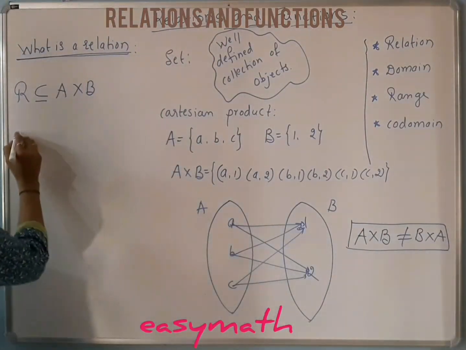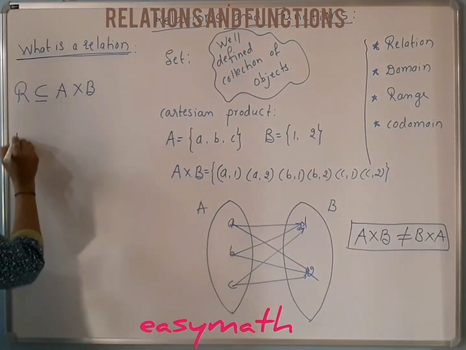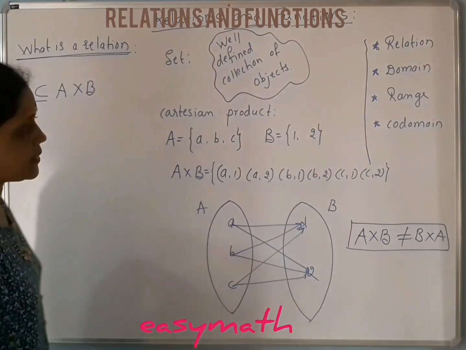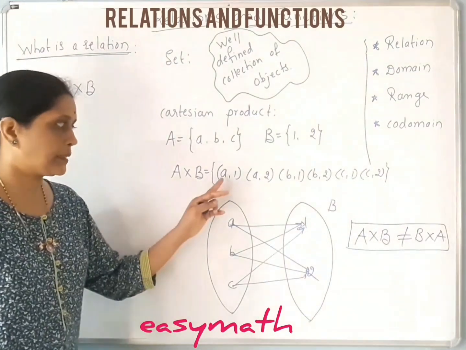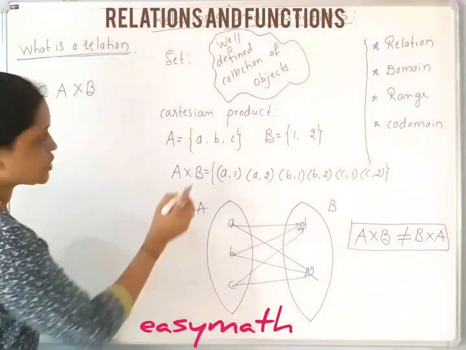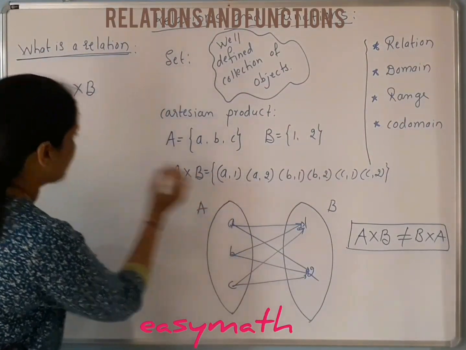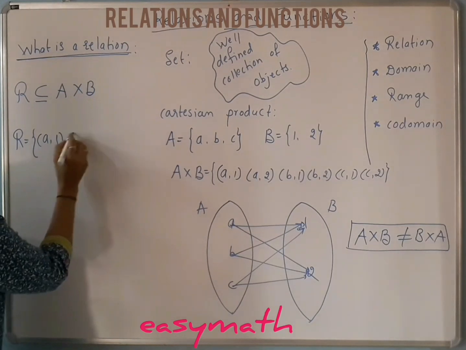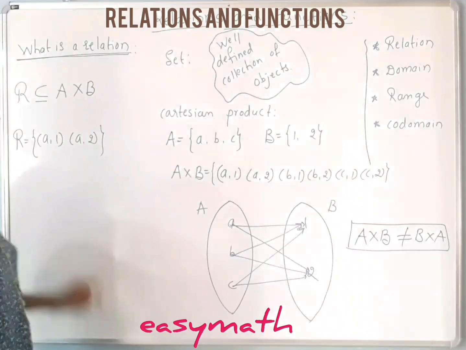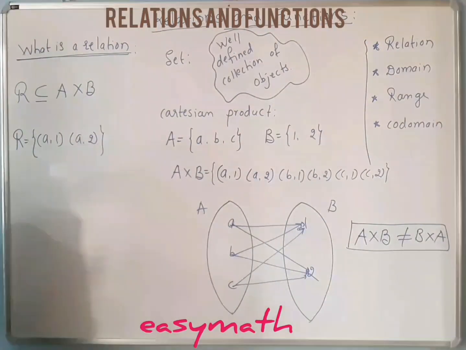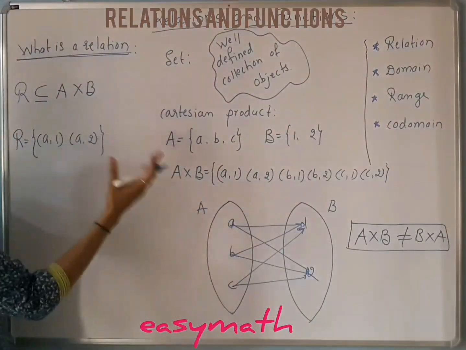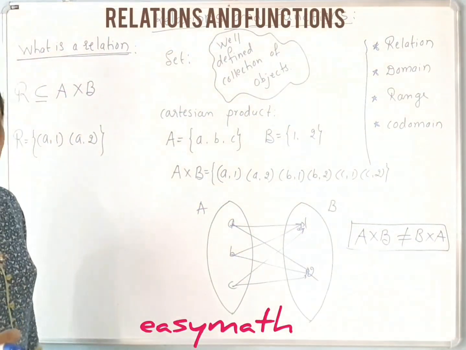Let me write down one relation by using this A cross B. R is a relation such that all the ordered pairs begin with the letter a. So we just have to write down all the ordered pairs which begin with a. So (a,1), (a,2). These are the two ordered pairs. That is R equals {(a,1), (a,2)}. So a relation is nothing but a part or a subset of A cross B.